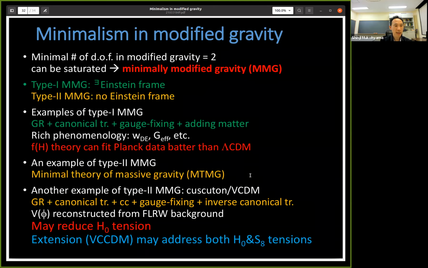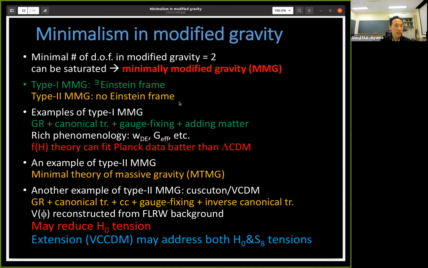Let me summarize. Minimalism in modified gravity: the minimal number of degrees of freedom in modified gravity should be 2, and this can be saturated. Those theories that saturate this number are called minimally modified gravity. Type 1 MMG has an Einstein frame. Type 2 doesn't. And this provides a universal classification of any type of MMG, and also this can be applied to any modified gravity.